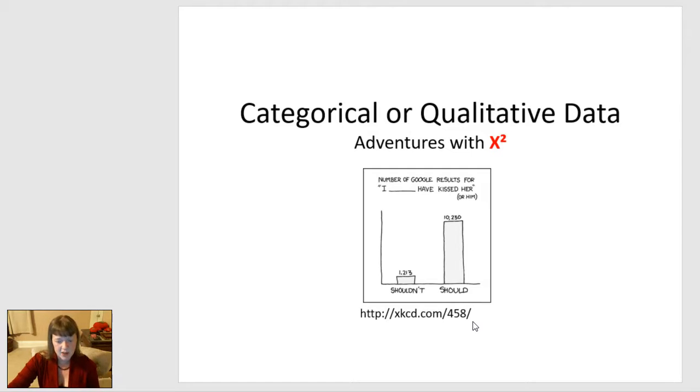For example, here, a number of Google results when I blank have kissed her. Now this person, XKCD, Randall Munroe, is classifying the websites based on his Google results. Should have kissed her, shouldn't have kissed him, right? He's classifying the categories into these two groups. This is categorical or qualitative information about the websites. We're going to do the same thing with people. Put people into different groups, into different categories, and then make decisions about them.